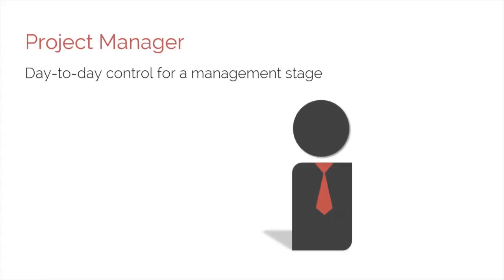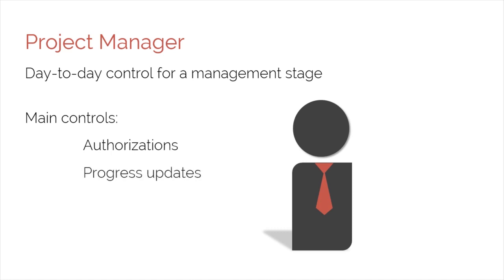Okay, coming back to the levels of management, the third level of management in PRINCE2 is the project manager, who has day-to-day control for a management stage. Just like the project board, there are some main controls available to the project manager. The first type of control is authorization. During the controlling a stage process, the project manager will be responsible for agreeing and authorizing work packages and work package tolerances. The second type of control is progress updates.